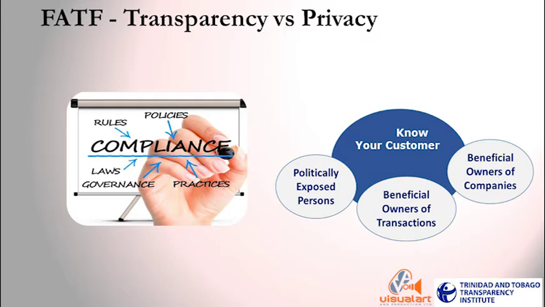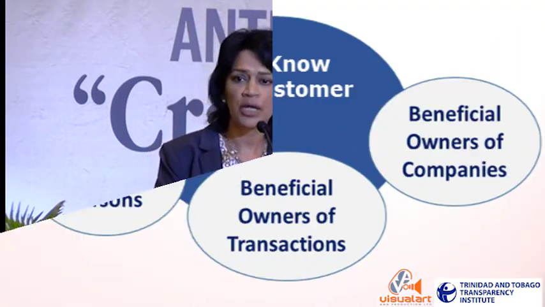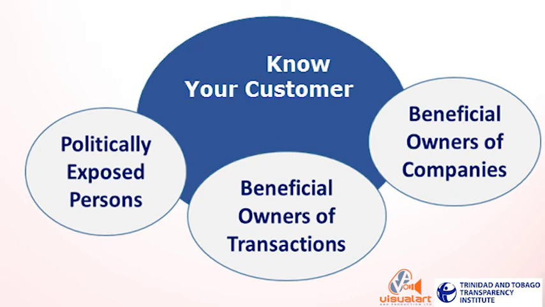So let's look quickly at FATF transparency and privacy, because I think it's relevant here. One of FATF's main themes throughout the recommendations is that you must know the person with whom you're doing business, know your customer. So financial institutions must take all measures to be able to identify the customer on whose behalf they are opening accounts and conducting transactions. Included in the know your customer provisions and policies is a requirement to pay attention to particular customers, and these are called politically exposed persons.